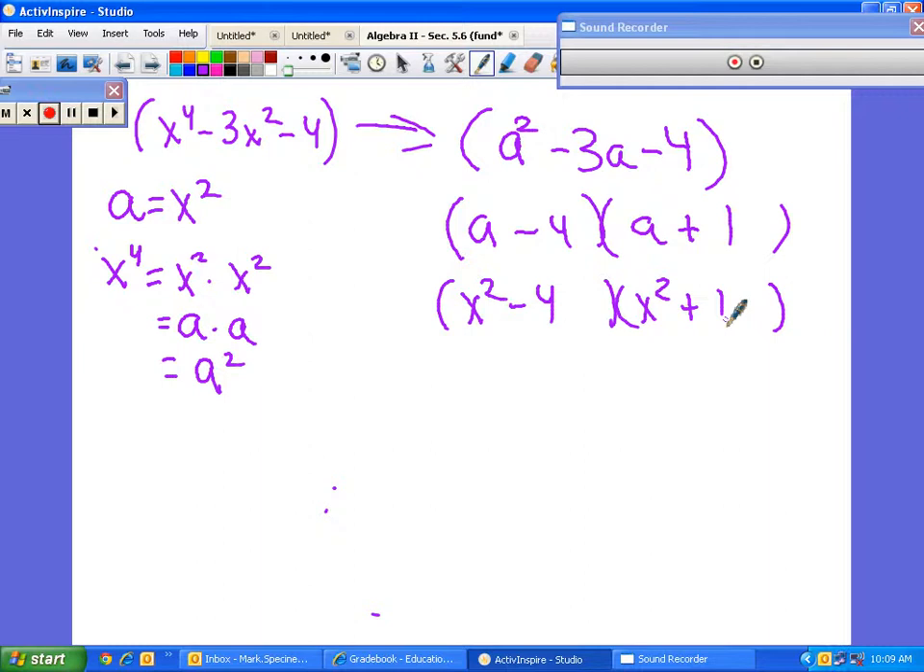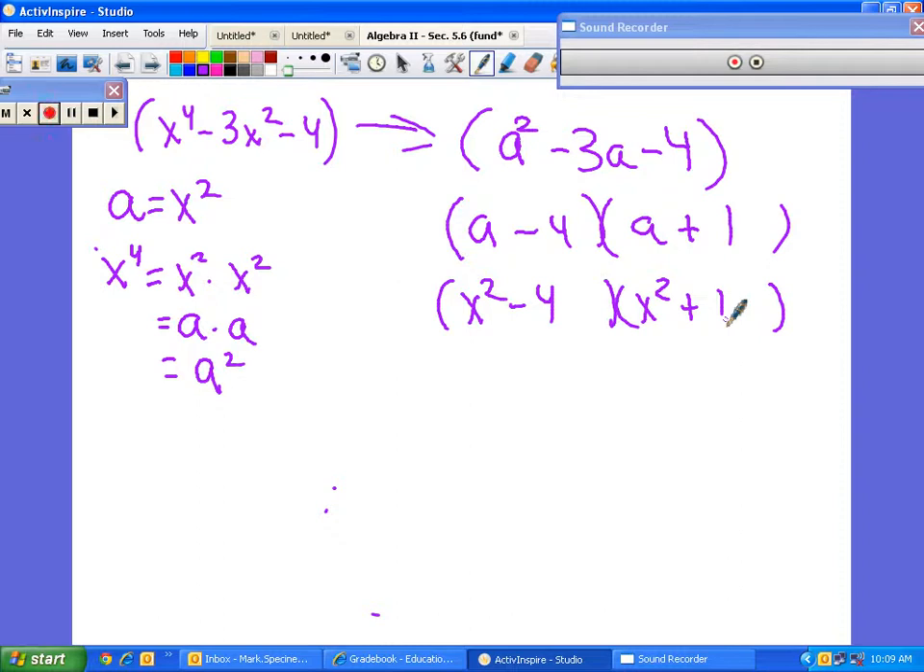Yes, sir? Quick question. This part confused me. Just explain how we got the negative 4 plus 1. The factors of negative 4 that add up to negative 3. Negative 4 times positive 1 is negative 4. Negative 4 plus 1 is negative 3. Okay. Got it? Yeah, I got it.